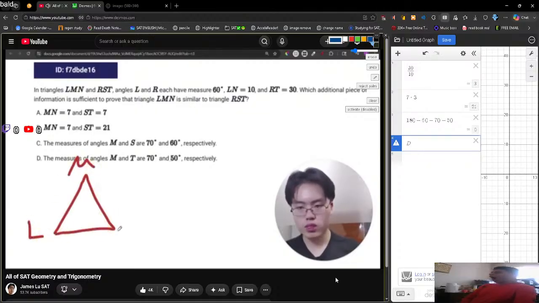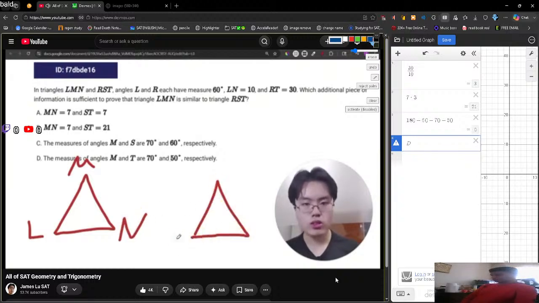LMN. I'm just drawing regular triangles because it doesn't say that they're right triangles. This is R. That's a really small R. ST. Okay, we know L and R. This is what I usually like to do. I just like symbolizing to myself. Okay, these are the same, right? And LN is 10 and RT is 30. I know they're not the same length, and this notation means they're the same length, but I'm just doing this to show.